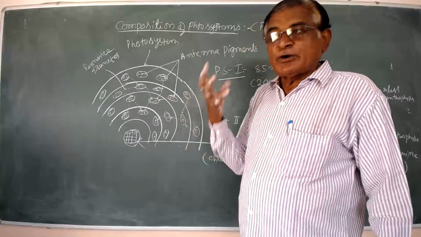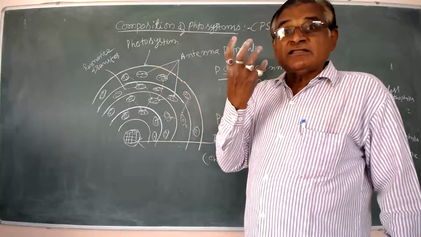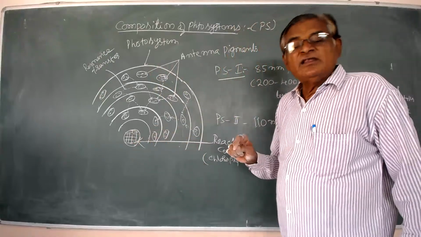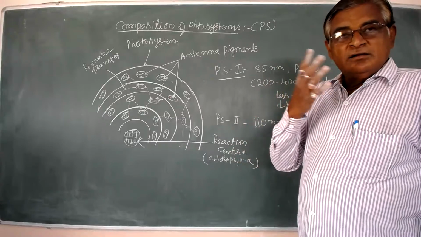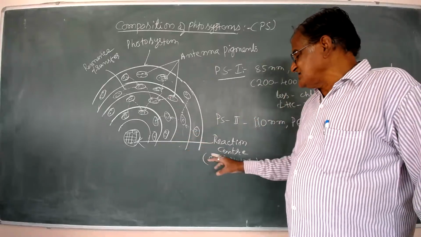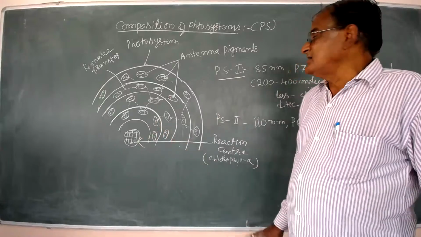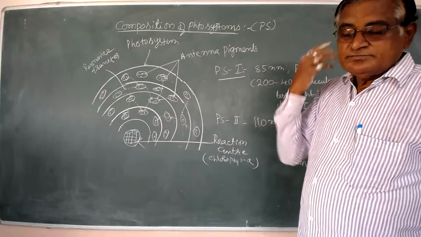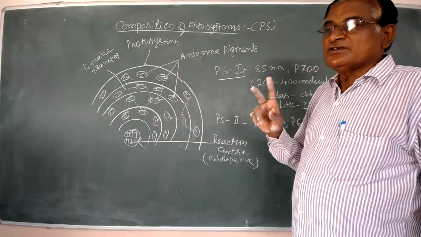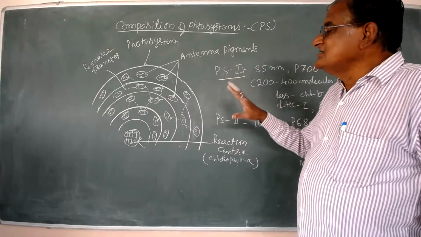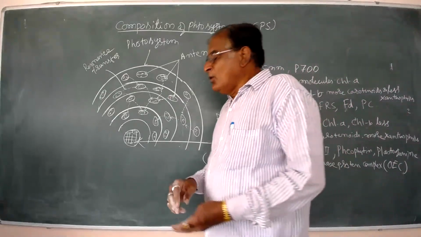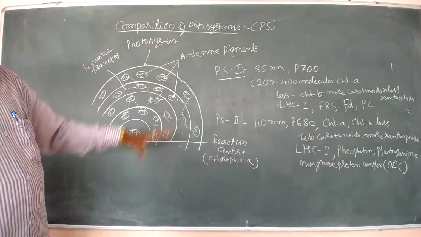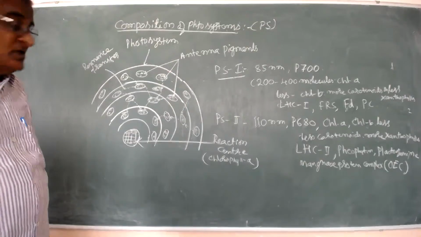So these proteins, these pigments, protect the chlorophyll A molecule, which is the chief photosynthetic pigment in all the algae and in all the plants. That is called the reaction center. So this is about the photosystems. There will be two photosystems, as I told you, with different pigments, and now we'll study the mechanism of photosynthesis.